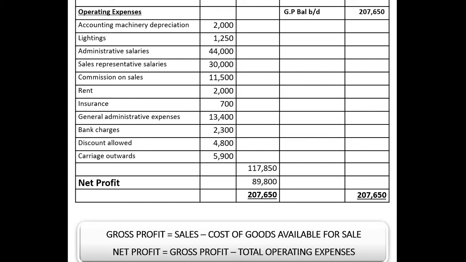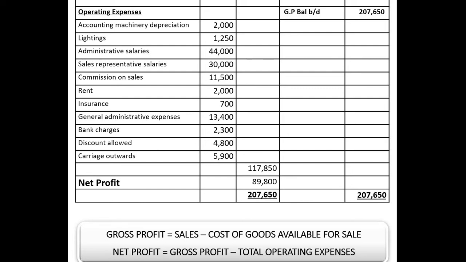Sales representative salaries amounted to 30,000. Commission on sales amounted to 11,500. Rent was apportioned in the fraction of 1/6, and its initial overhead before apportionment was 12,000. When we multiply, we get 2,000. Insurance was also apportioned in the fraction of 1/6. Its initial overhead before apportionment was 4,200. When we multiply, we get 700.